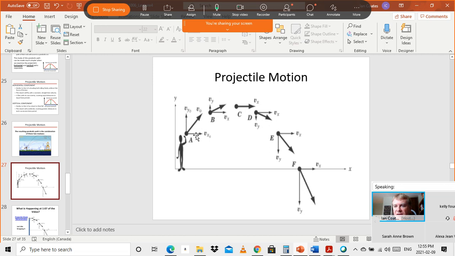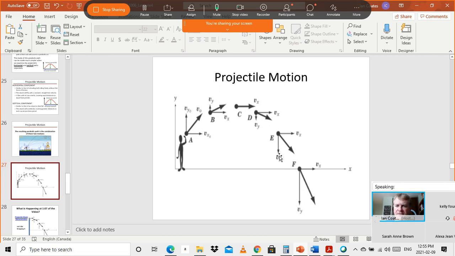And let's just break this down. Let's look at the horizontal component. Hey, it doesn't really look like it's changed much. Look at the arrow. It's this long, still this long. And you see the horizontal component doesn't really change much at all. It's still moving forward, same magnitude.